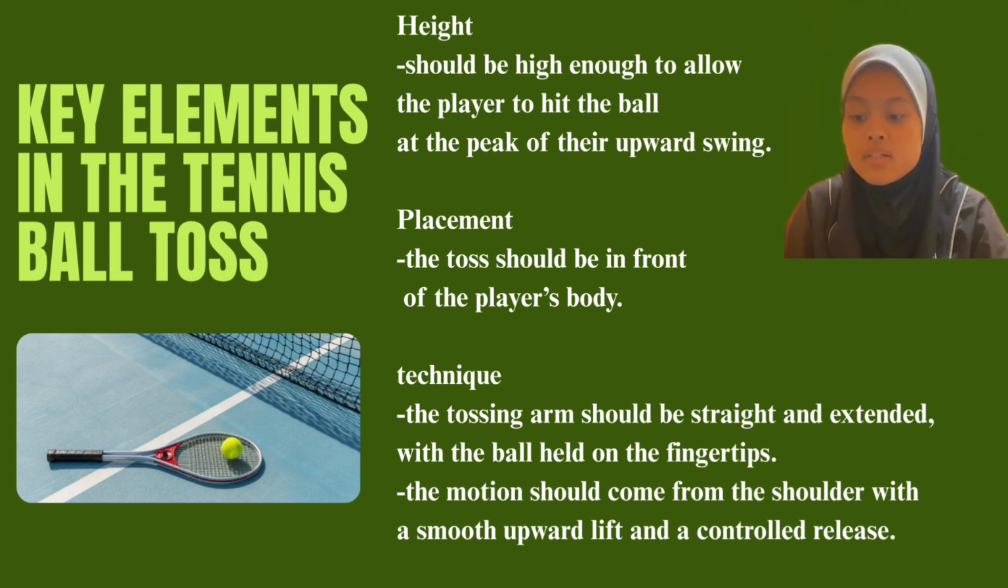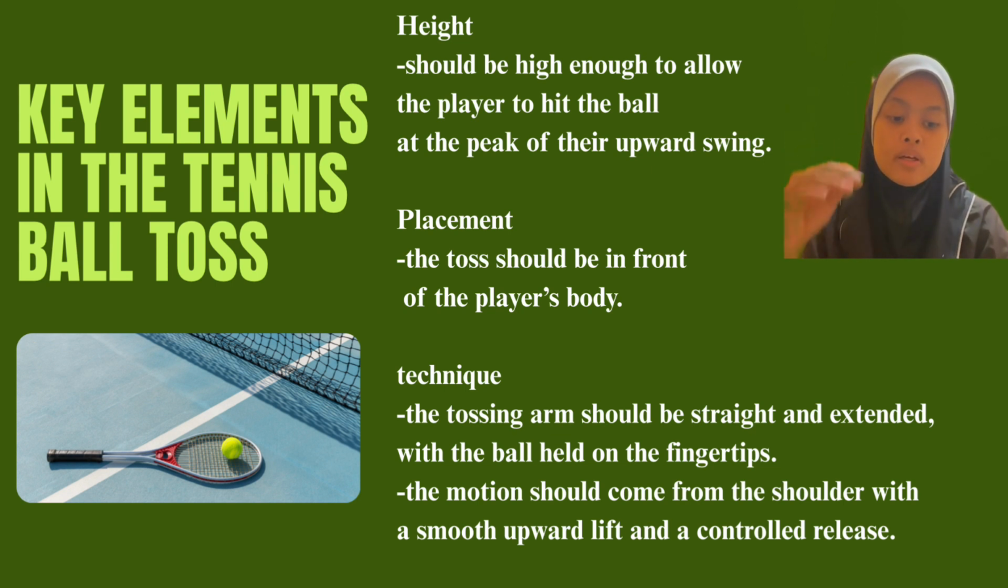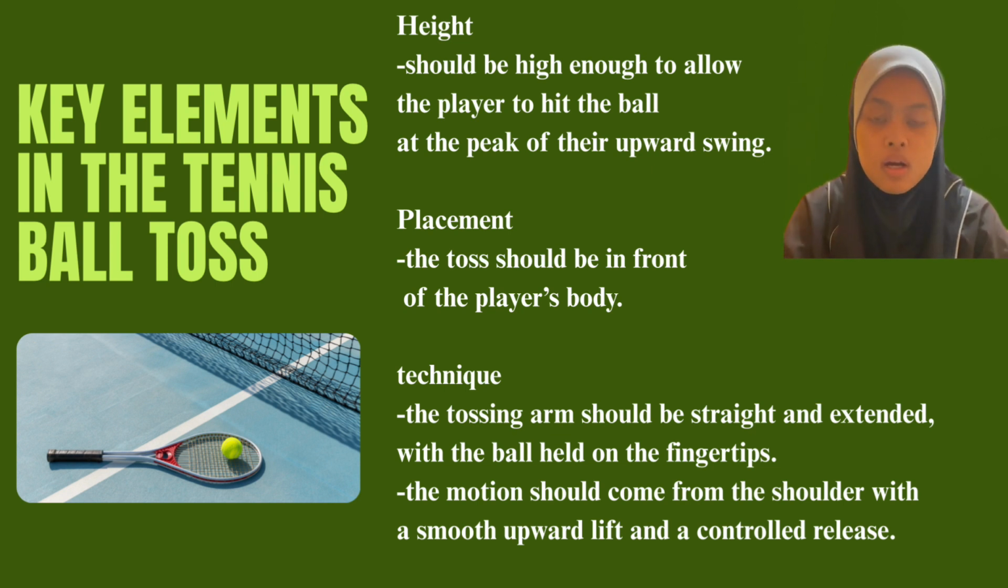Okay, let's move to the key elements in the tennis ball toss. First one is height. It should be high enough to allow the player to hit the ball at the peak of the upward swing. Second one is placement. The toss should be in front of the player's body.